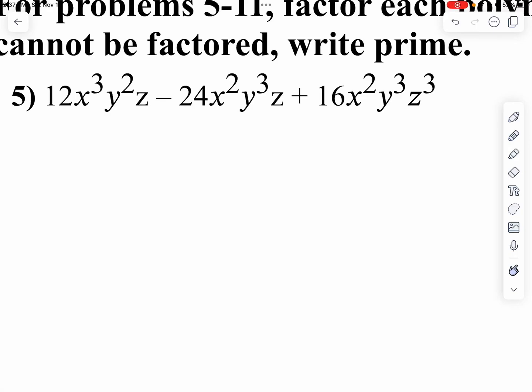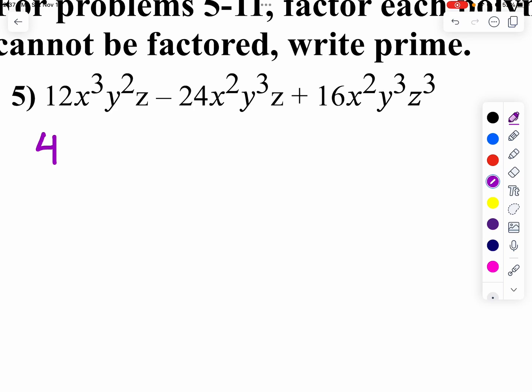Let's take a look at page 2, which is nothing but factoring. On question 5, that looks pretty complicated, but just like anything, we break it down into parts. First thing we do is look for what goes in all of them. Notice 12 goes into 24, but it doesn't go into 16, but 4 goes in all of them, doesn't it? So we're going to factor out a 4.